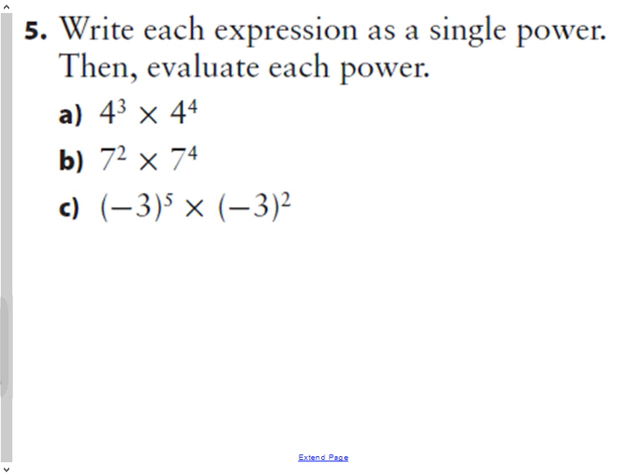Question 5. It says write each expression as a single power, then evaluate each power. So I'm multiplying powers that have the same base. In this case, they both have the same base of 4. So the rule is keep the base and add your exponents. So as a single power, it'd be 4 to the exponent of 7.